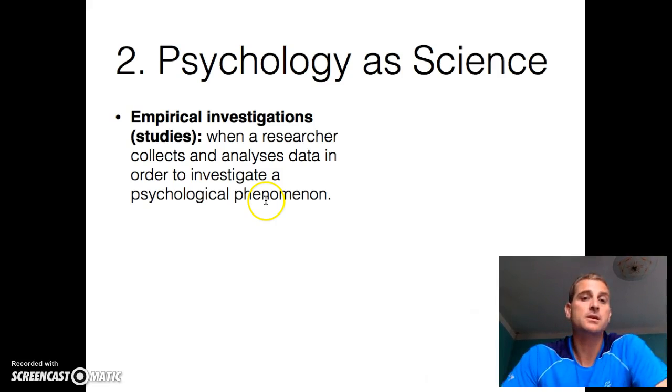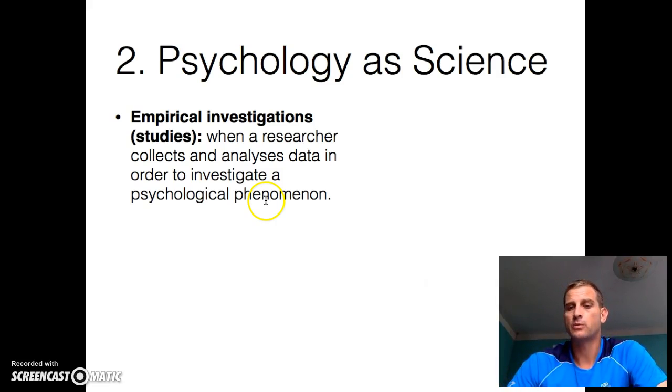Now, psychology as a science, it also uses empirical investigation. When a researcher collects and analyzes data in order to investigate a psychological phenomenon. Now we're going to be looking at lots of studies, lots of examples of studies, some briefly, some in detail, but in every case you're going to be evaluating that study, and I'll talk more about that later when we speak of critical thinking. It's an incredibly important skill, and it's one that doesn't come naturally.